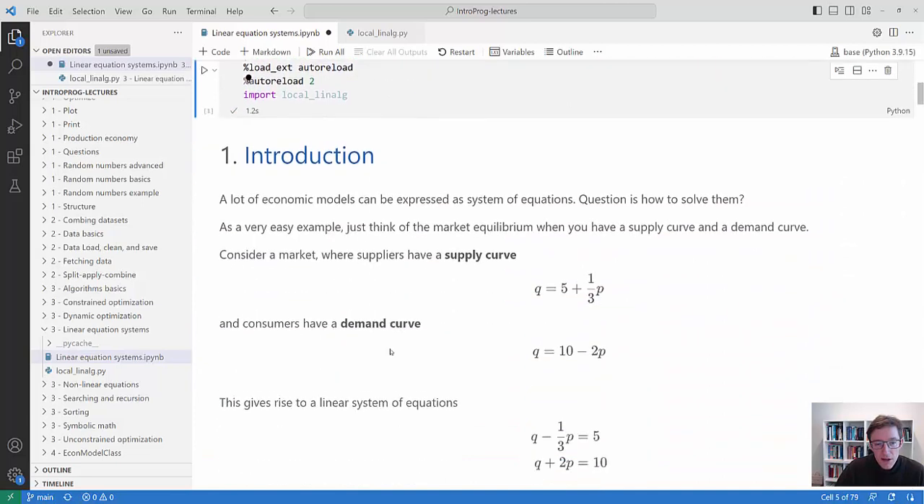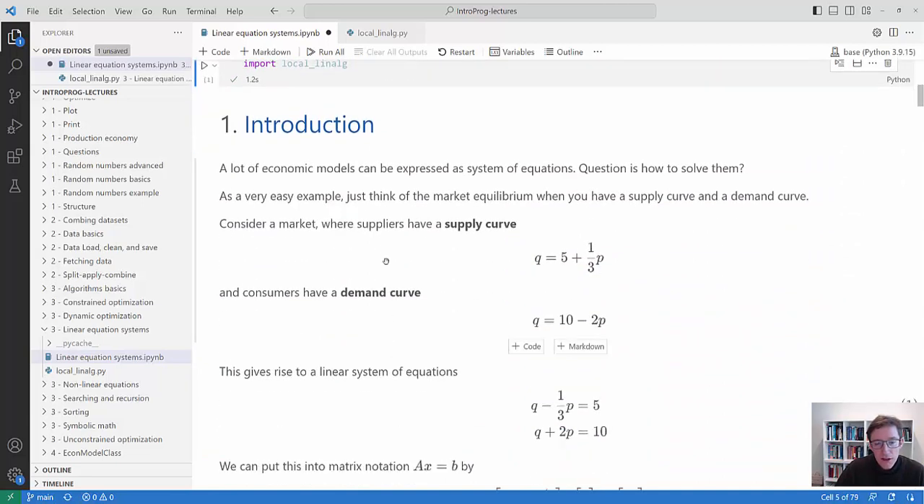But let us think about economic models. A lot of economic models can be thought of in terms of systems of equations. And the question here is how to solve these. A very simple example is a market equilibrium where we have a supply curve and a demand curve. You say that the supply curve, Q, the supplied quantity, is equal to 5 plus a third of the price. And on the other hand, there's a demand curve, which is again the demanded quantity, 10 minus 2 times the price. So an upward sloping supply curve and a downward sloping demand curve.